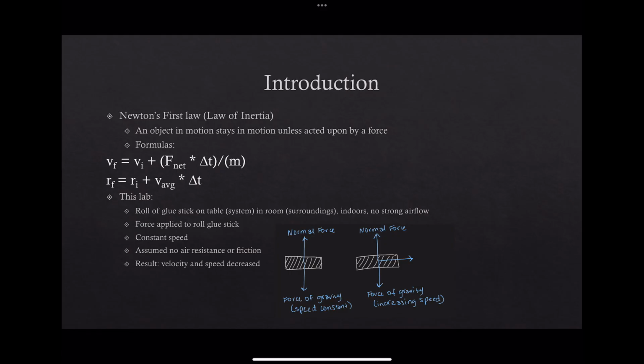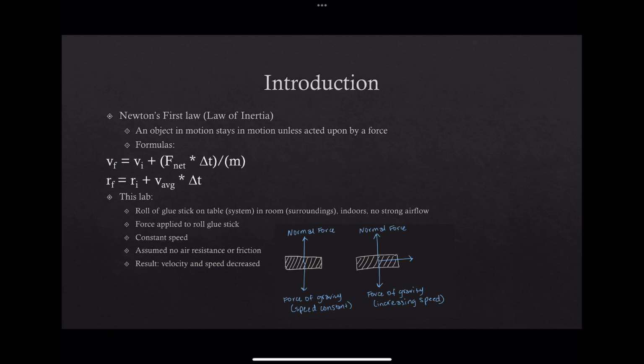Specifically, a glue stick was rolled across a table with initial force to prompt the initial movement. The assumption was made that there were no other forces aside from gravity and normal force, and that the speed of the glue stick thus remained constant. As seen in these demonstrations, speed is expected to remain constant if there are no other forces such as air resistance or friction, while speed may increase if there's other forces acting on the glue stick in the same direction of movement and vice versa. What was actually observed in the experiment was a decrease in the speed and velocity of the glue stick.